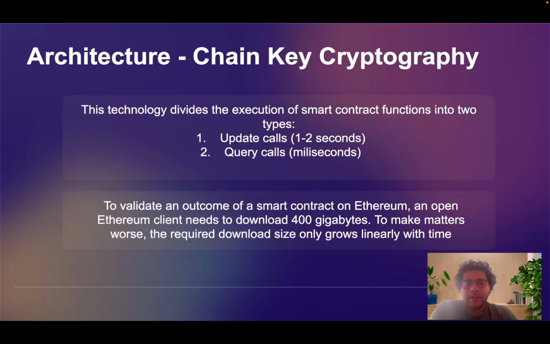To validate the outcome of a smart contract on Ethereum, an Ethereum client needs to download 400 gigabytes. To make matters worse, the required download size only grows linearly with time as more blocks are added. But on the Internet Computer, this is not the case.